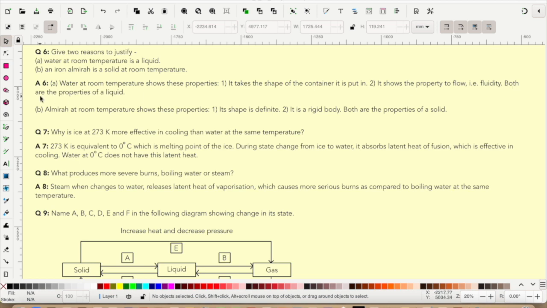Both are the properties of a liquid. Second part, an iron almirah is a solid at room temperature. Answer is, almirah at room temperature shows these 2 properties.